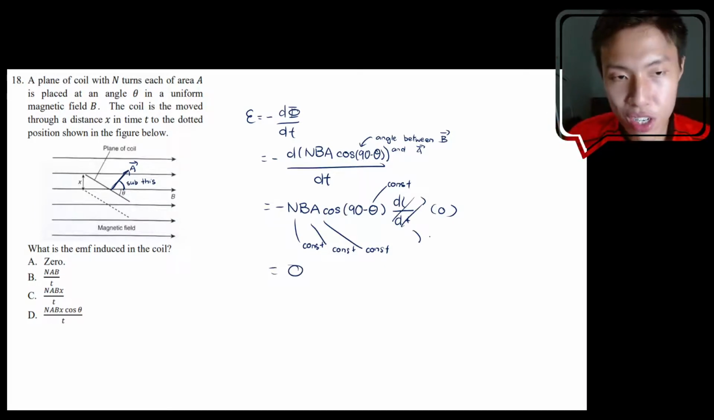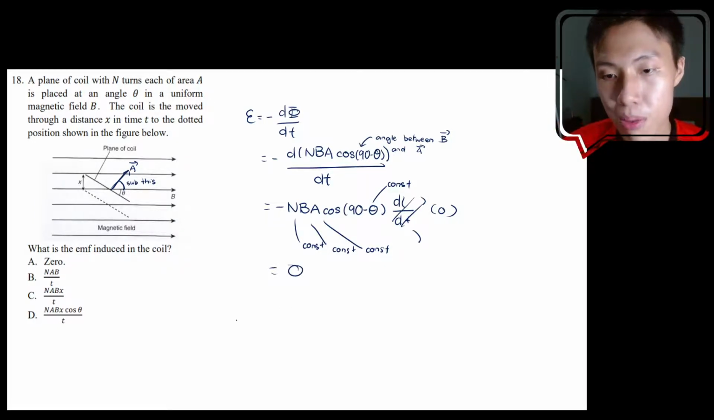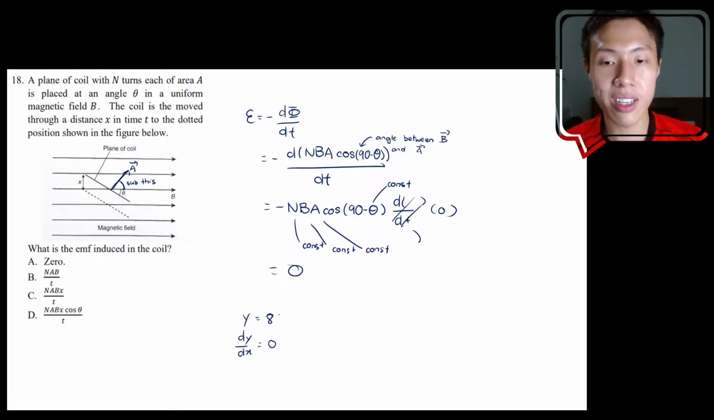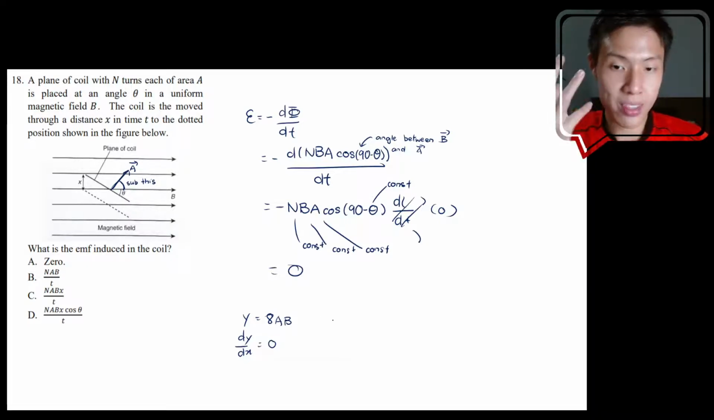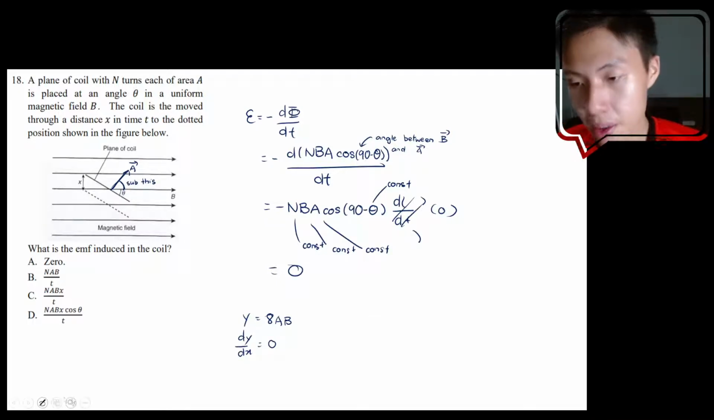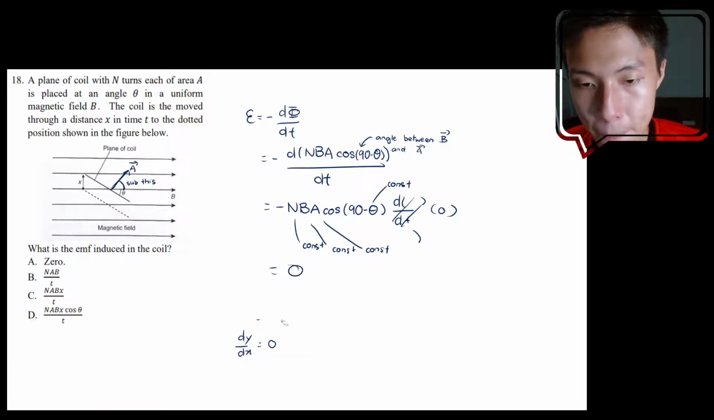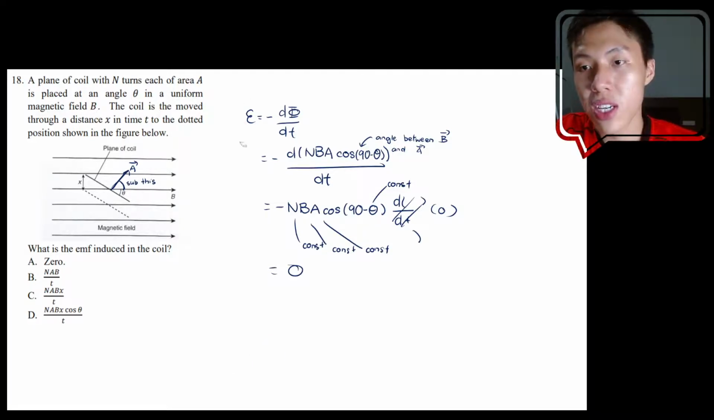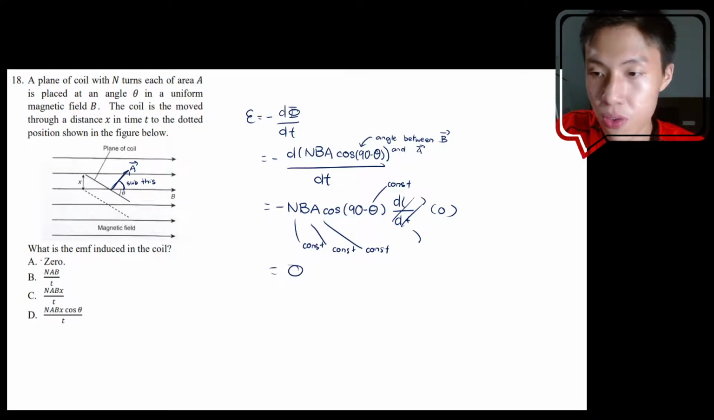If you are not sure why the differentiation bracket becomes 0, imagine y is equal to 8. dy/dx will be equal to 0, right? Similar idea. No matter if you have 8 times a times b, if there's no x, then it all becomes 0. So in this case, the epsilon will be equal to 0. The induced EMF will be equal to 0.